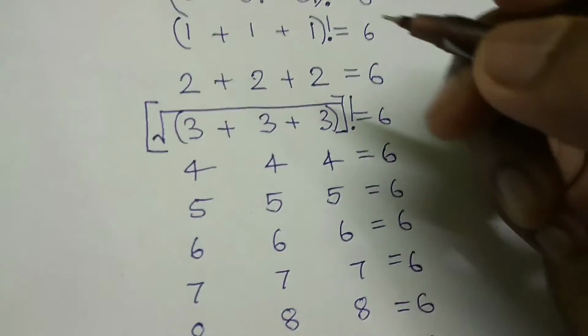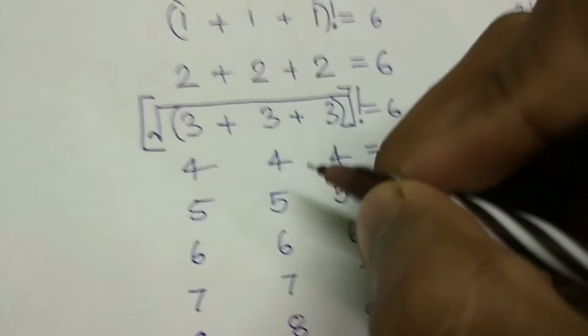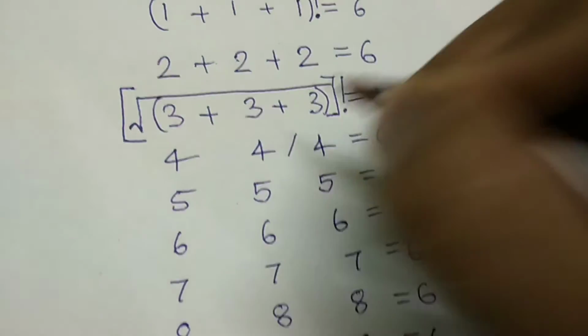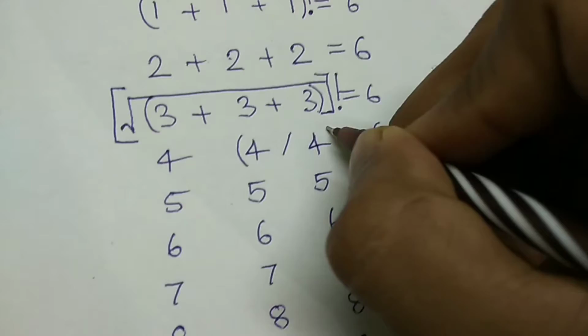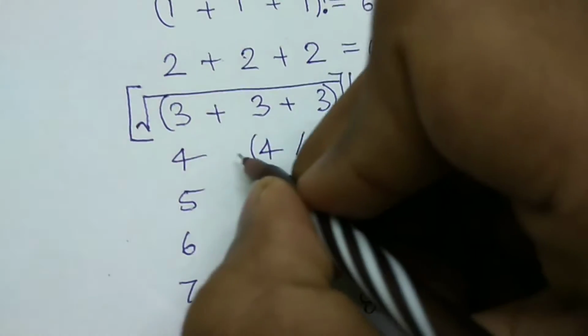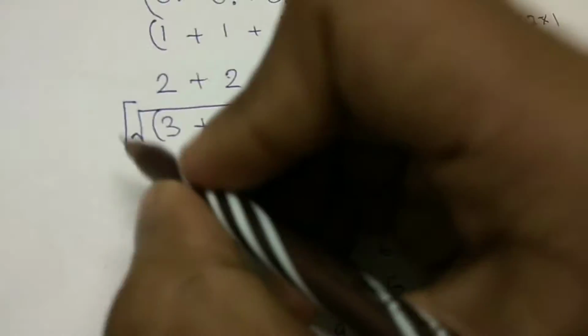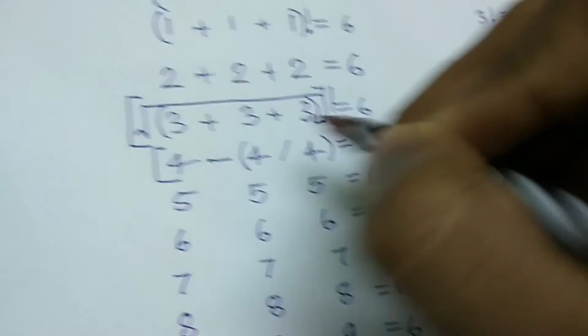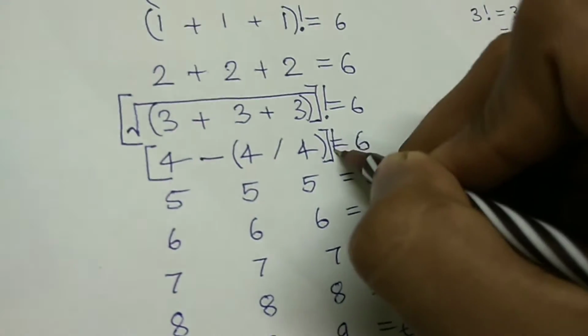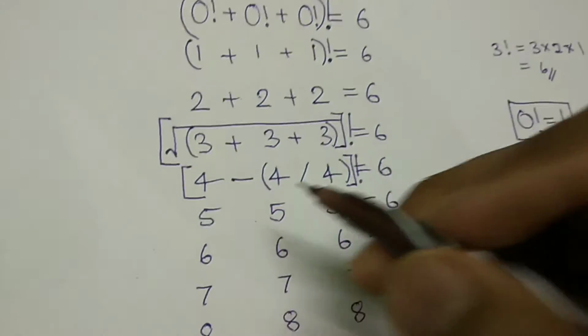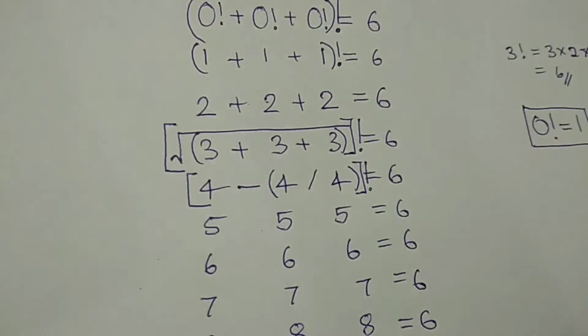Now this fourth one is also a little bit easy. So if you divide 4 over 4, that is actually equal to 1, and then if you subtract 1 from 4, then 4 minus 1 is actually 3, and again if we get 3, we can use the factorial. So it will be 3 factorial, which is again equal to 6. So that's how we can solve this one.